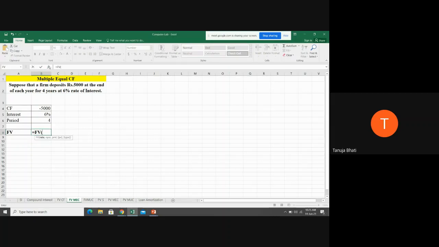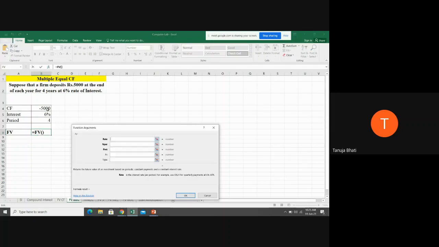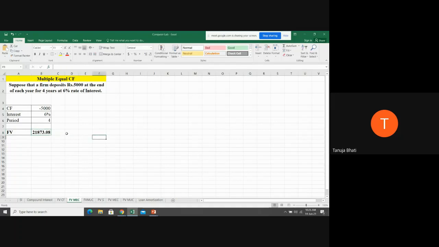Then just click on rate. What is the rate? 6%. What is the period? 4. What is the PMT? 5,000. Is present value given in the problem, students? Yes or no? If no information is given, just write 0 here and then click on OK. You get the future value as 21,873.